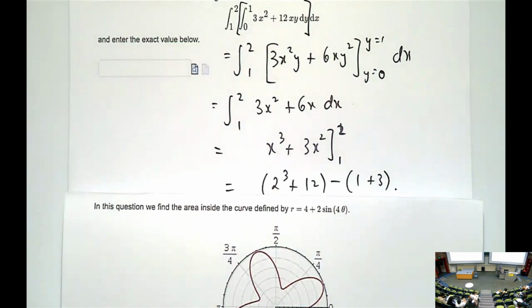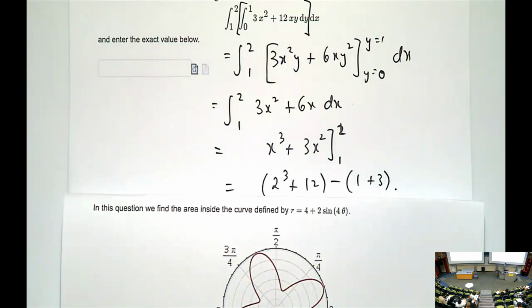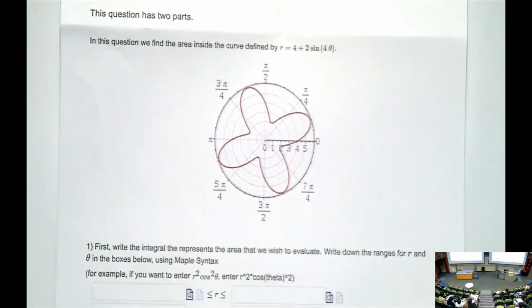All right, here it comes. In this question, the next one, this is more difficult. We find the area inside this curve, like that. Okay, so now this is a little bit more difficult than what we've seen so far.